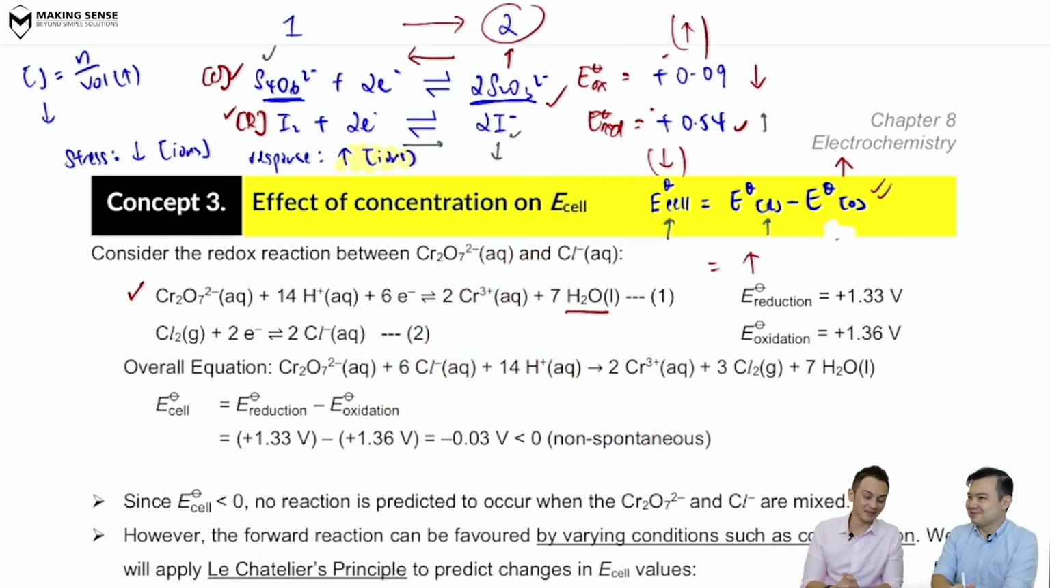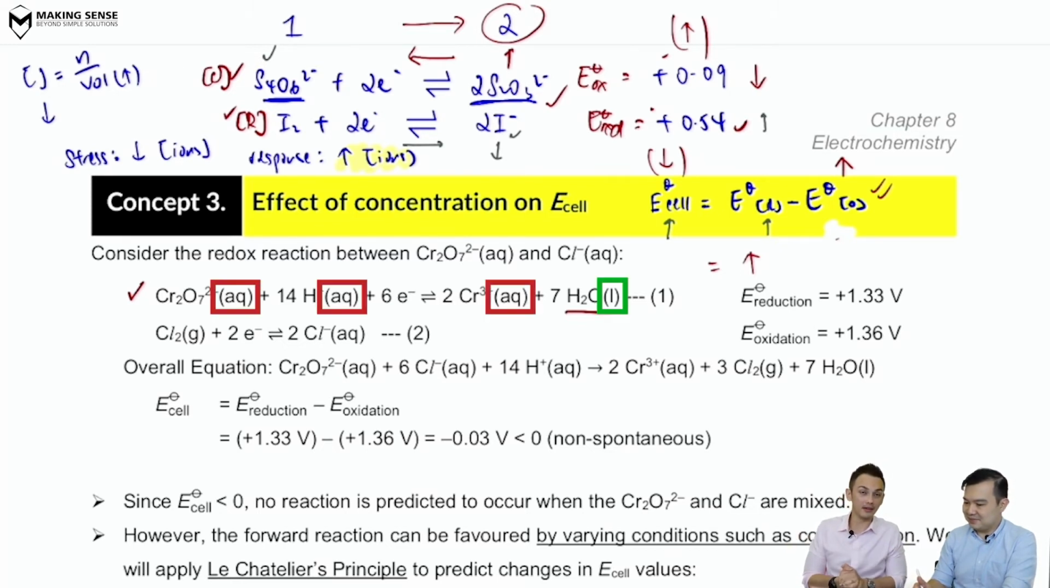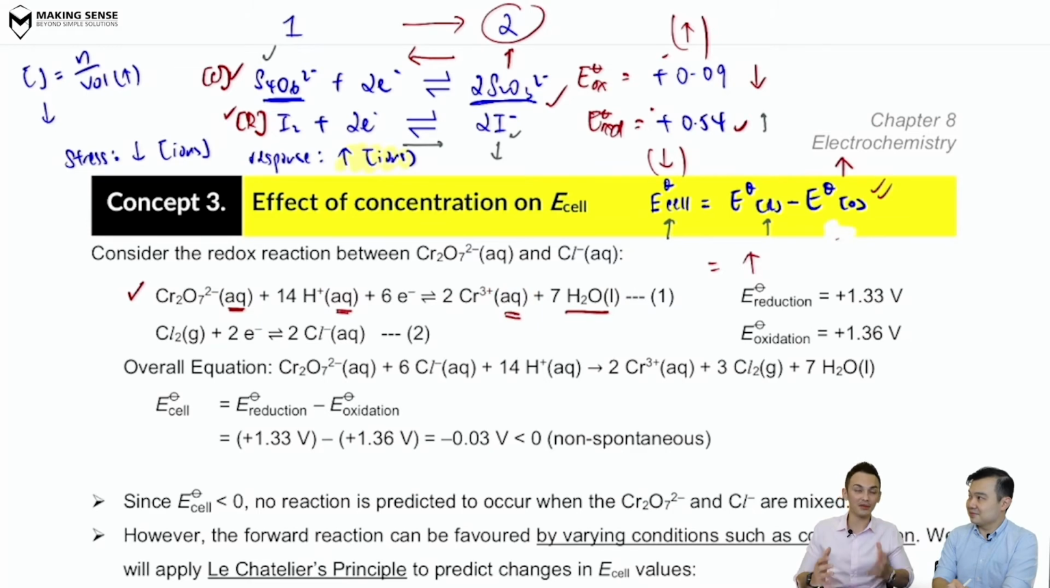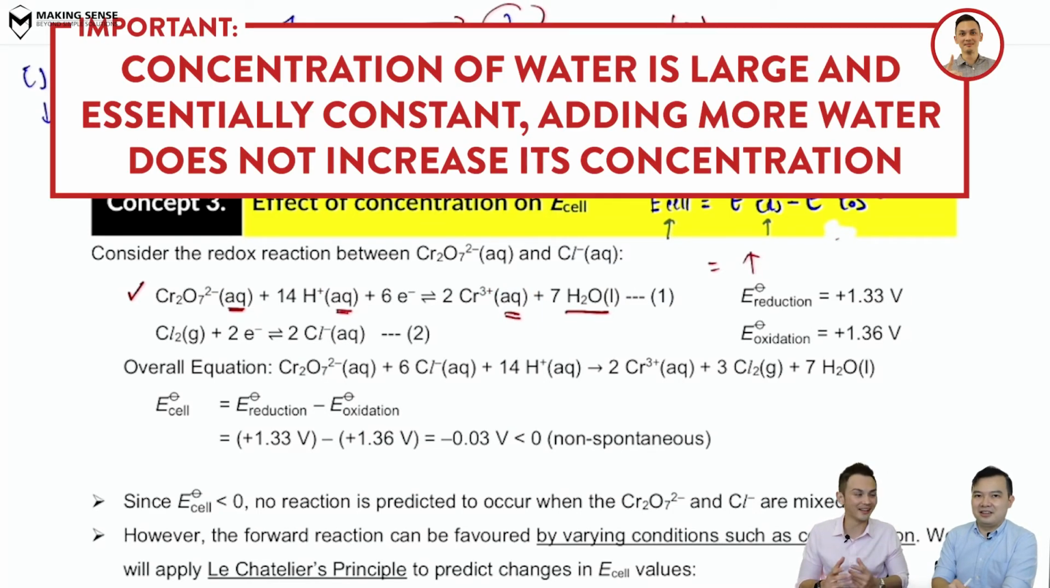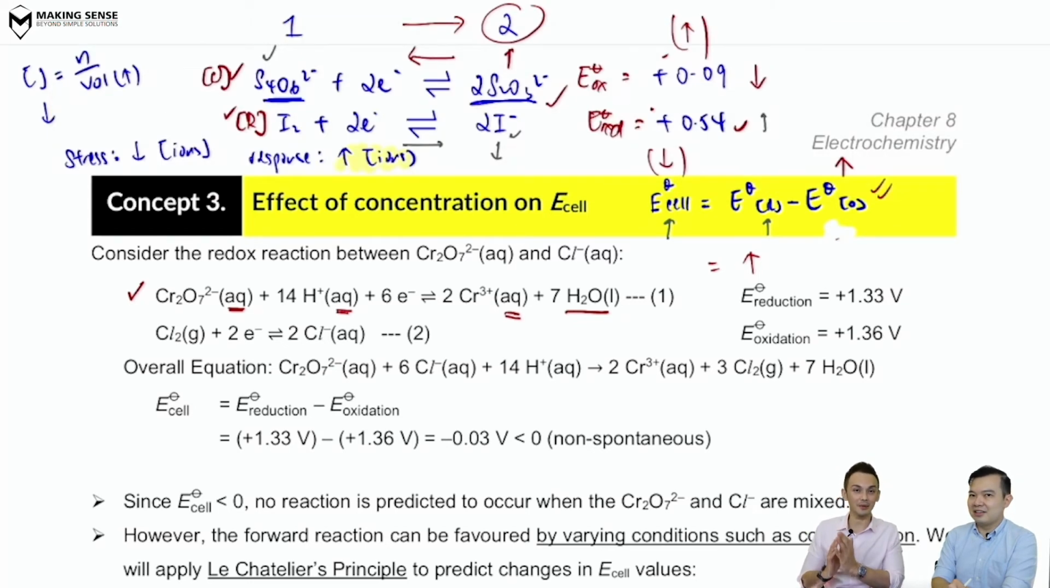Okay, why not? It's because a lot of people think that you can, because water is there, you increase it, you shift the equilibrium. But the problem is, you look at the state symbols, there's a lot of aqueous ions. And aqueous means you're dissolved in a lot of water. So the water is in very, very high concentration. You cannot change the concentration of something that's already in excess. So it's the wrong theory to focus on the number of moles of water.